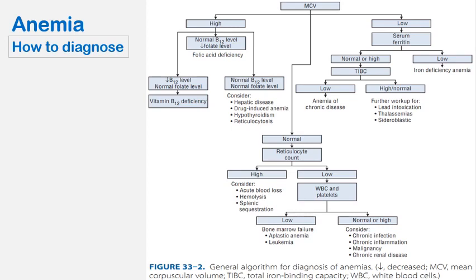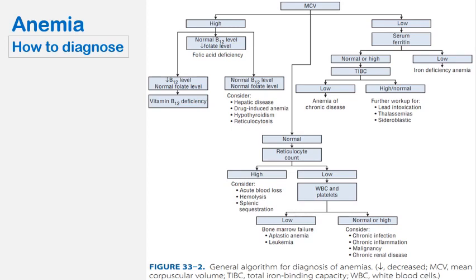Size of iron, concentration of iron, concentration of hemoglobin, mean corpuscular volume, mean corpuscular hemoglobin concentration. According to that, we can determine the type of anemia. The most important one is the mean corpuscular volume, يعني معدل حجم الخلايا الحمراء.